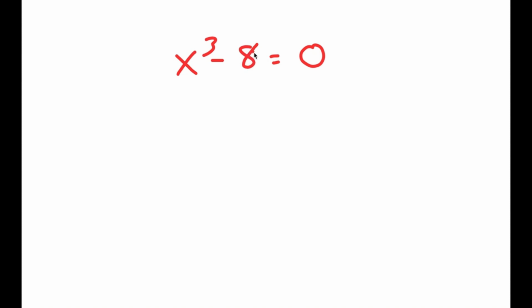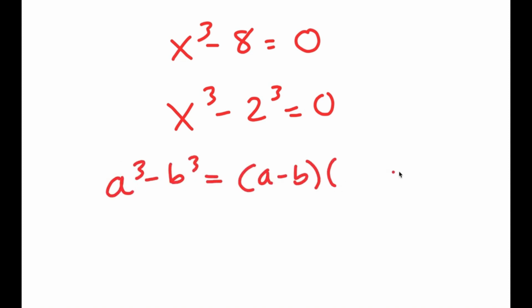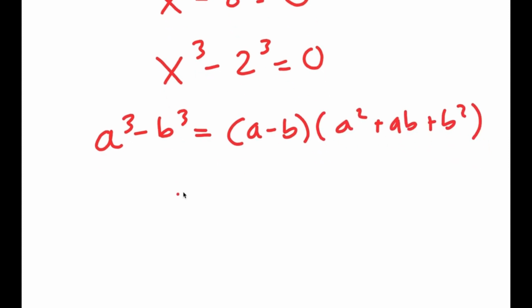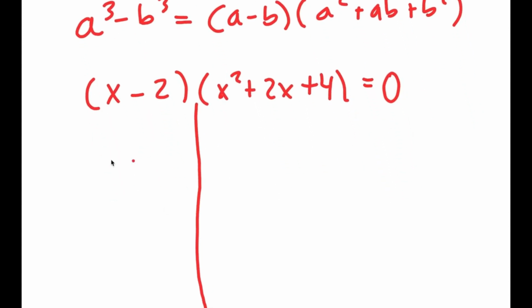And now I'm going to rewrite 8 as 2 to the power of 3. So I get x to the power of 3 minus 2 to the power of 3 is equal to 0. And then I'm going to use the formula a to the power of 3 minus b to the power of 3 is equal to a minus b times a squared plus ab plus b squared. So in this case, this turned into x minus 2 times x squared plus 2x plus 4 is equal to 0. So now I get two equations.